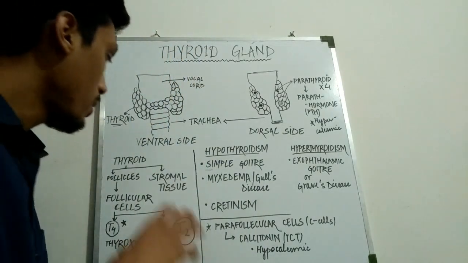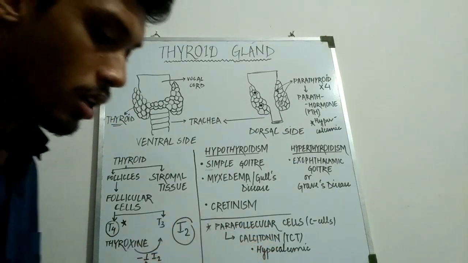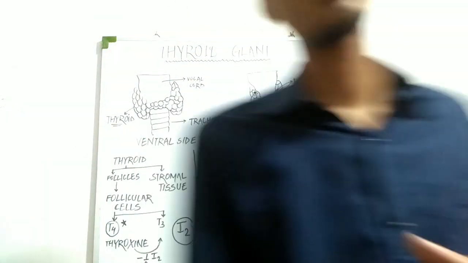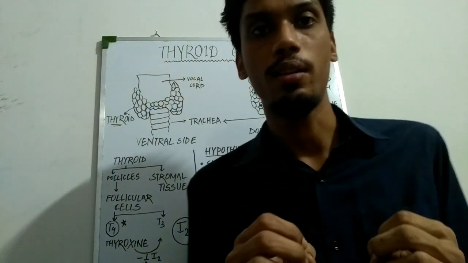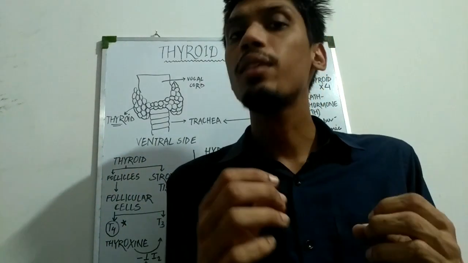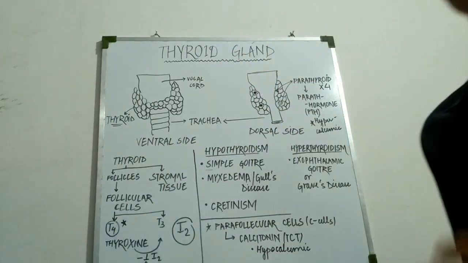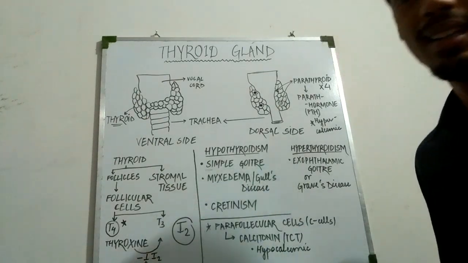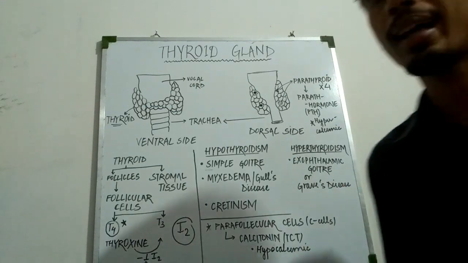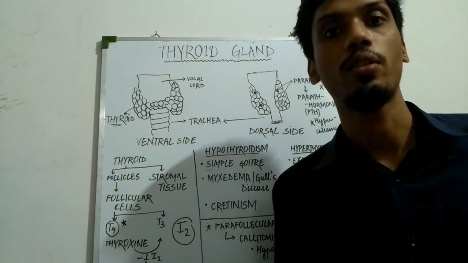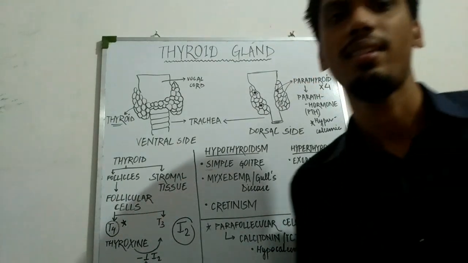So this was the role of thyroxine, and now the parafollicular cells. I've already told you that the parafollicular cells are those cells which are situated in between the thyroid follicles, and that's why they are known as parafollicular cells. They are also known as C cells because they release calcitonin hormone, and this calcitonin is more precisely known as thyrocalcitonin, TCT. It's just mentioned in two lines in NCERT.